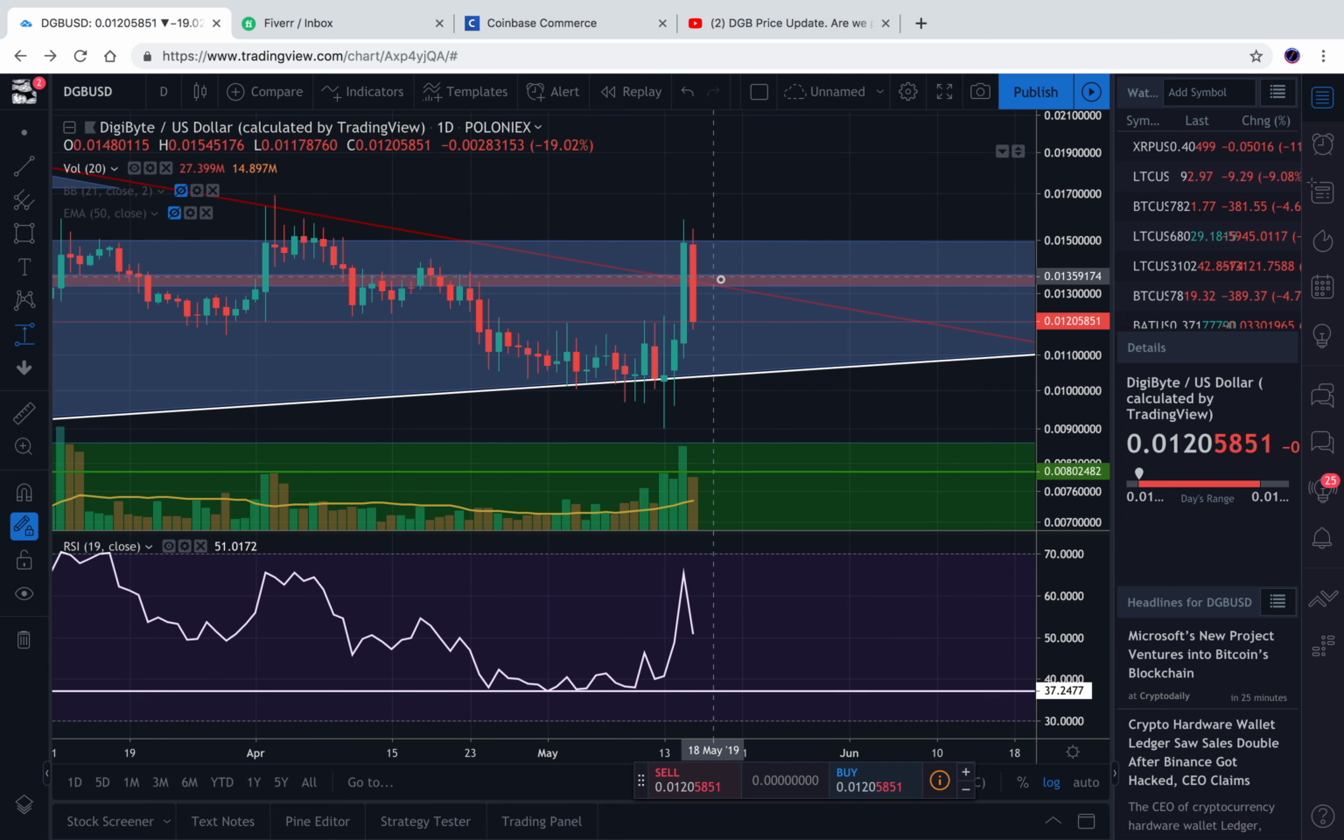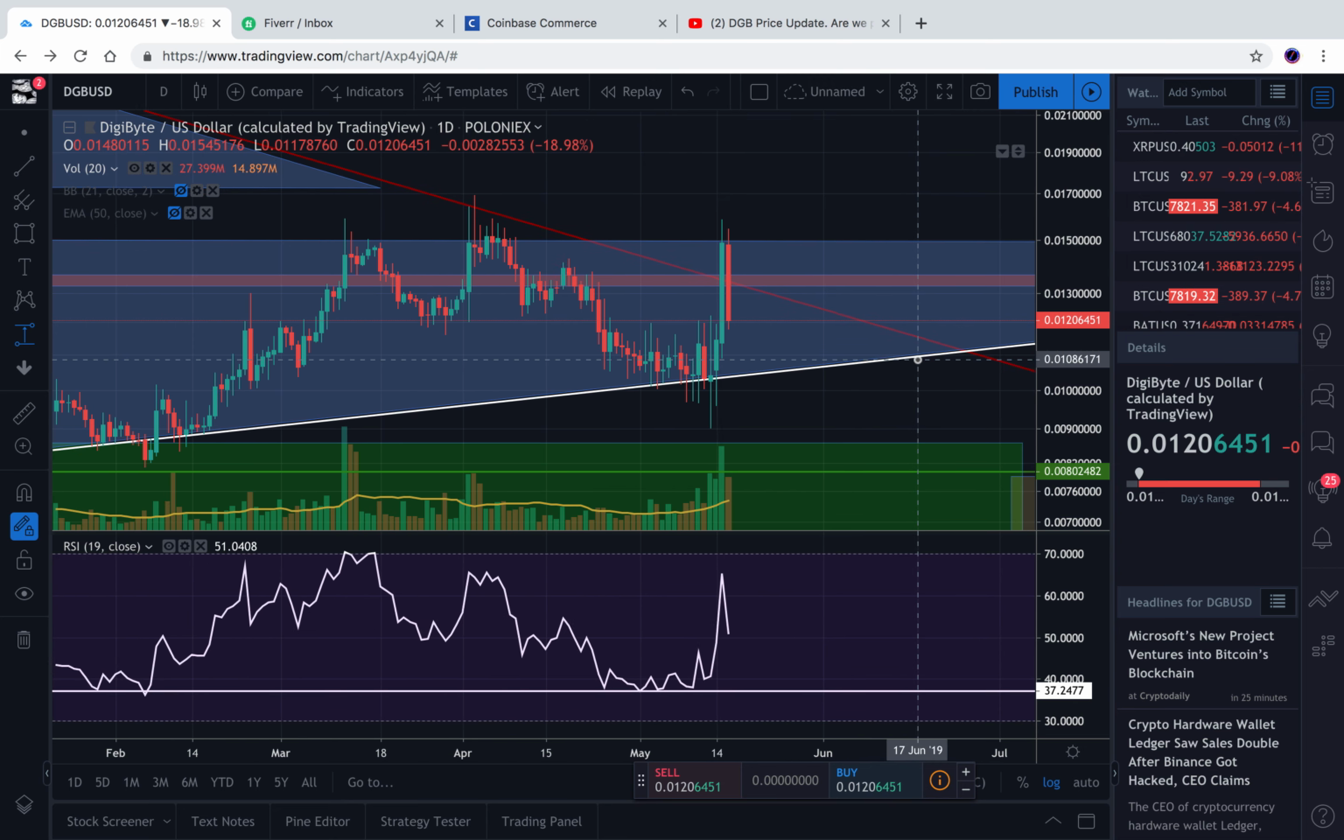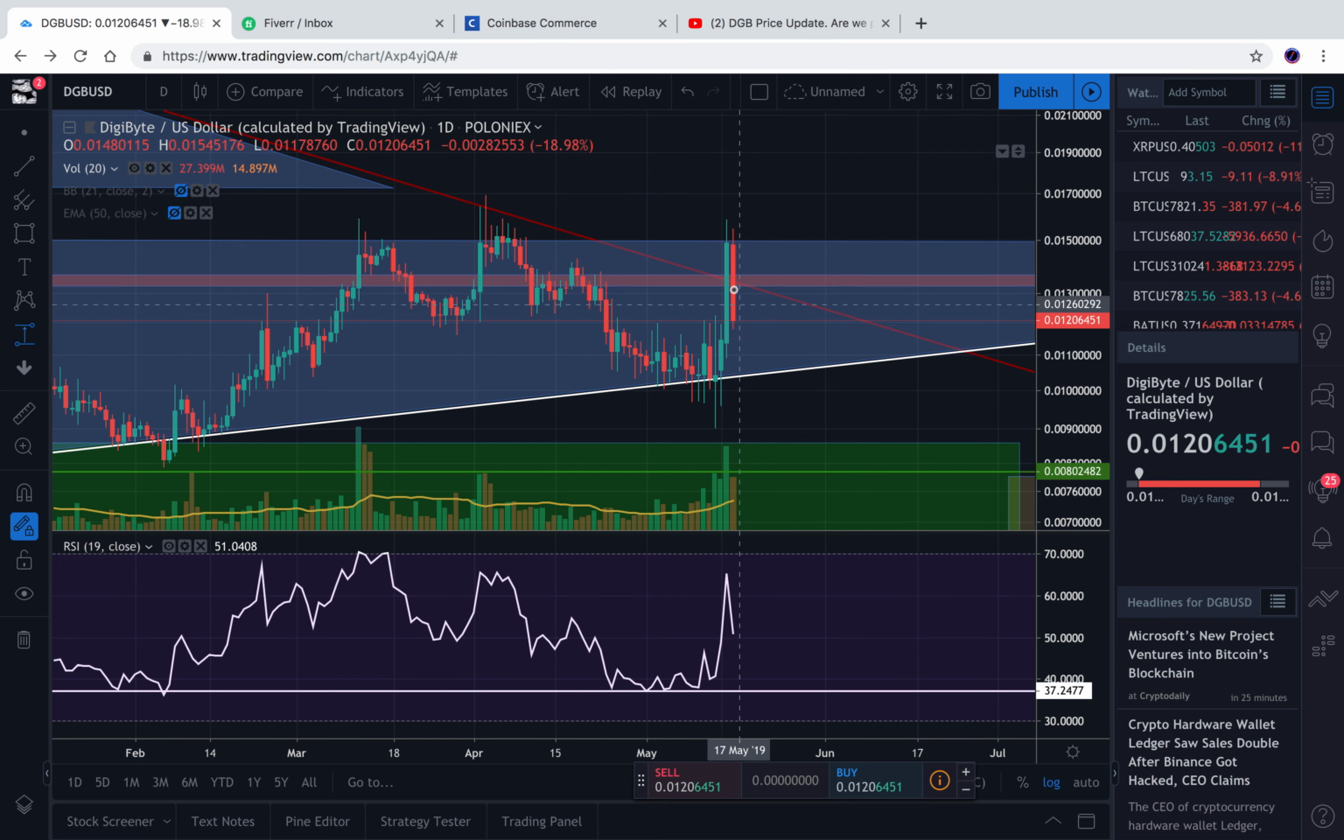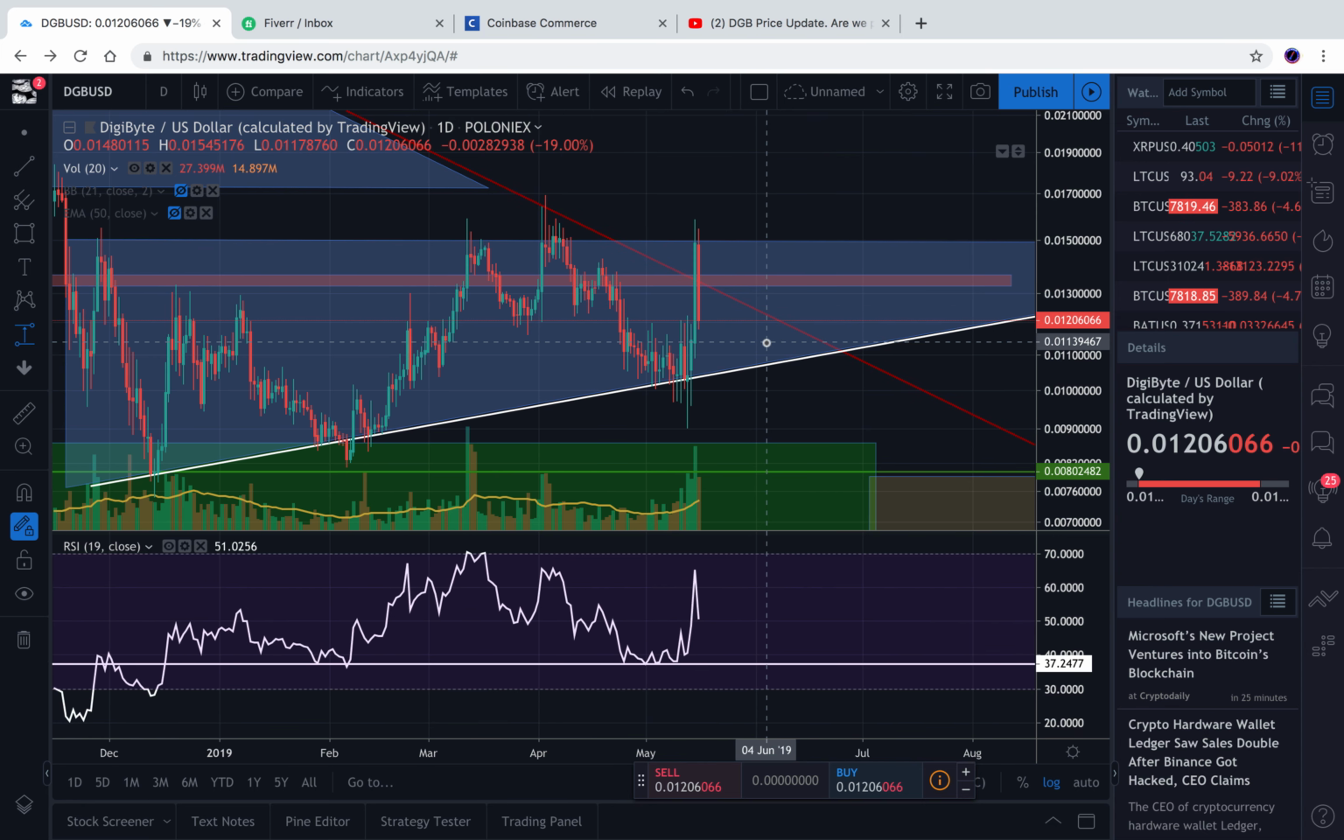I don't like to see these long dump downs, but unfortunately, that's what happened. And that's where DigiByte is right now. It looks like a false breakout, possibly a bull trap. And we'll have to continue monitoring this.